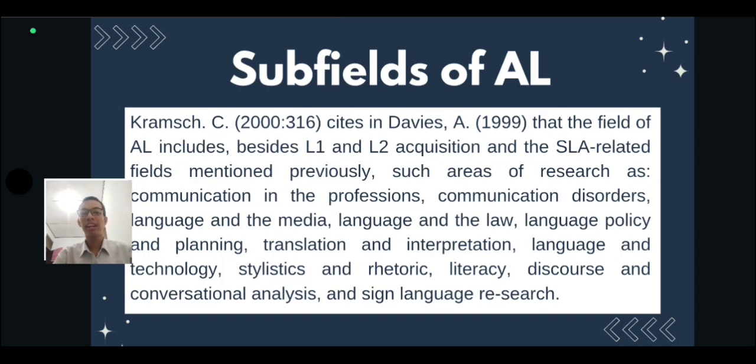Subfields of AL. Kramsch, cited in Davies, says that the field of AL includes, besides L1 and L2 acquisition and the SLA-related fields mentioned previously, such areas of research as communication in the professions, communication disorders, language and the media, language and law, language policy and planning, translation and interpretation, language and technology, stylistics and rhetoric, literacy, discourse and conversational analysis, and sign language research.